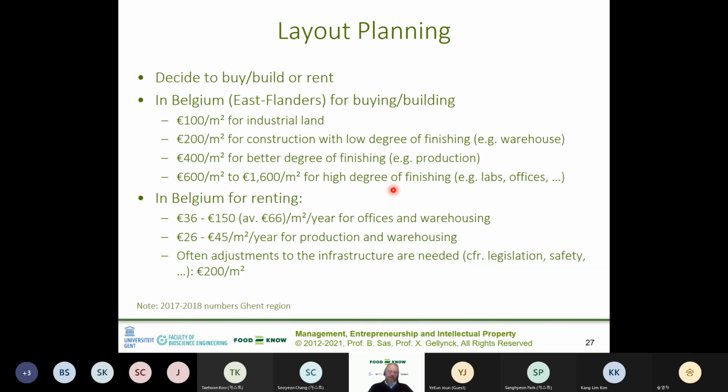For renting, for East Flanders, the region, and of course renting prices differ, and this also differs throughout the year, so it's only increasing. So in Belgium for renting, you see prices here, so 36 to 150 euros per square meter per year for offices and warehousing. And this price difference is mainly depending on where the location is. If you're far out in the middle of nowhere, you're going to pay less than, for instance, let's assume being in the city of Ghent.